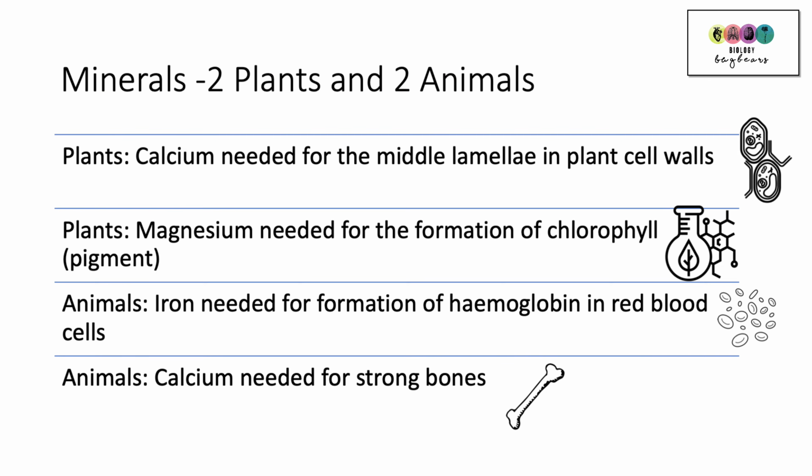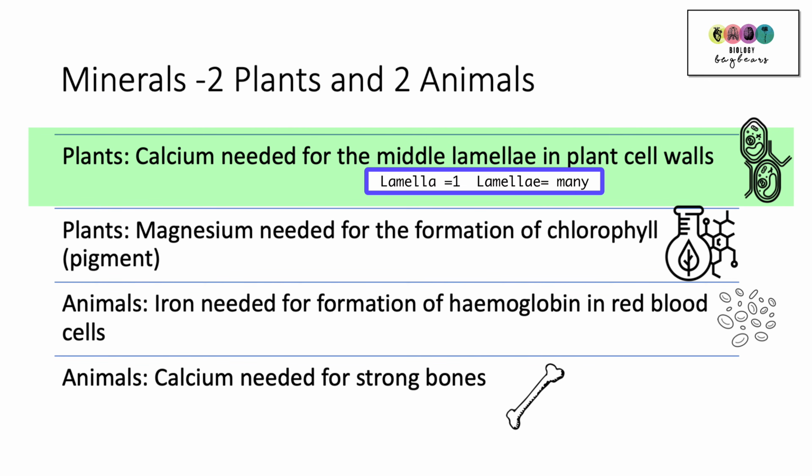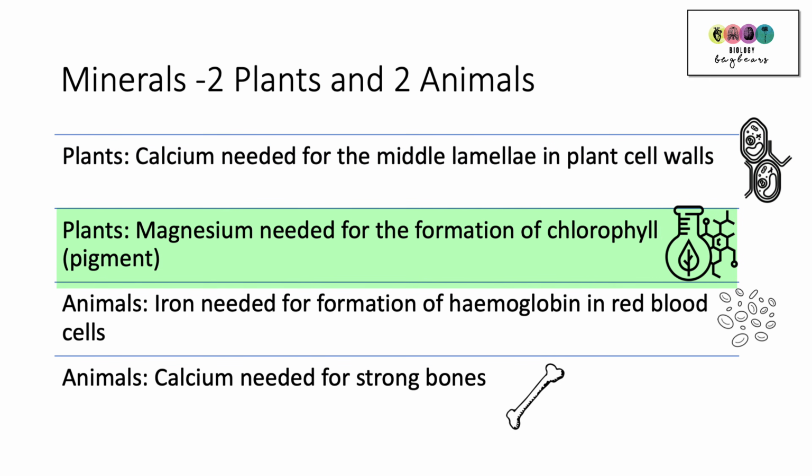So firstly, plants, calcium is needed for the formation of the middle lamella in plant cell walls. So this separates 2 plant cell walls. And in plants again, magnesium is needed for the formation of chlorophyll, which is a pigment that's responsible for trapping the sun's energy, so sunlight. In animals, iron is needed for the formation of hemoglobin in red blood cells. And also in animals, calcium is needed for strong bones.